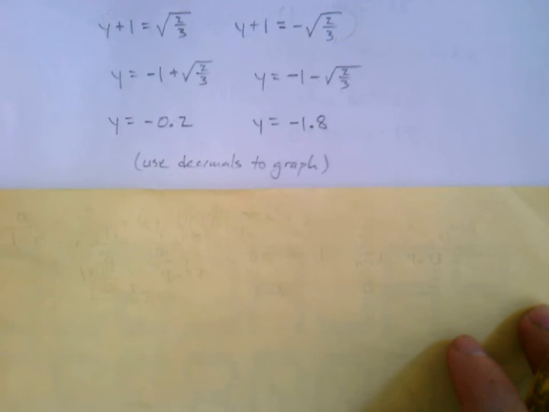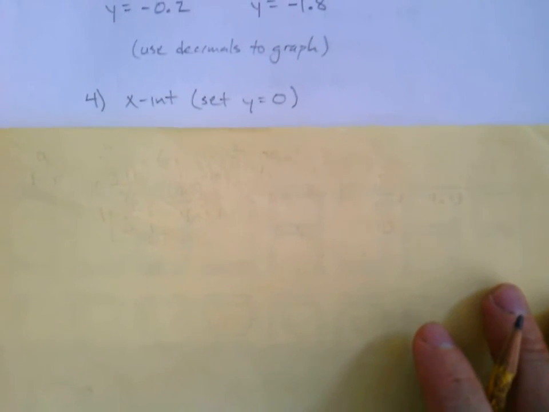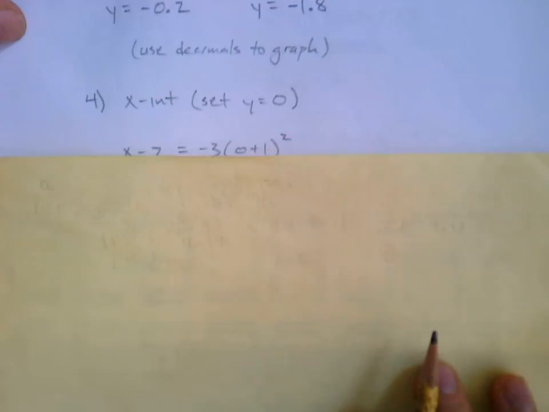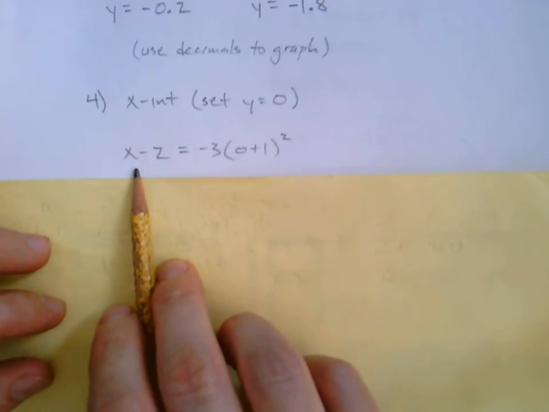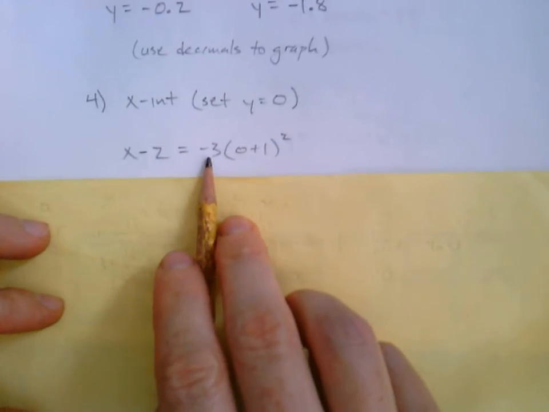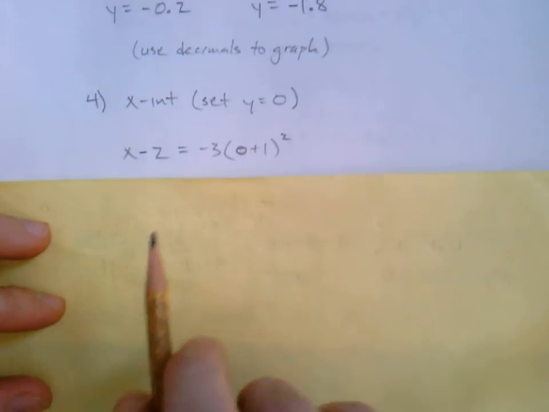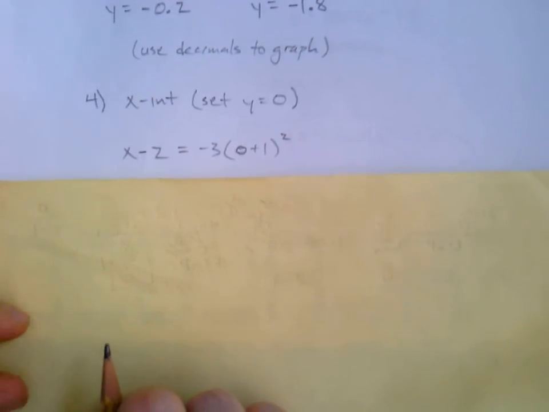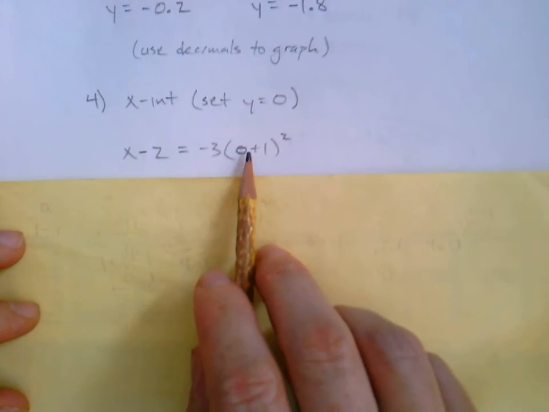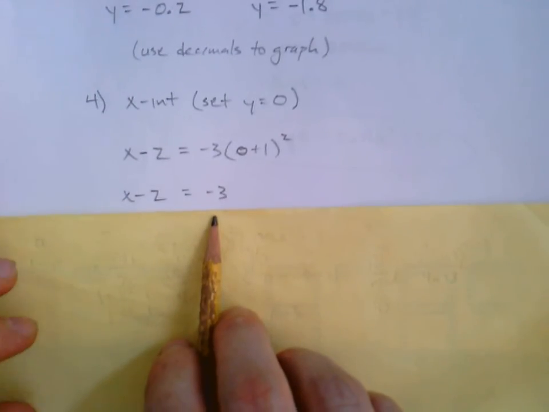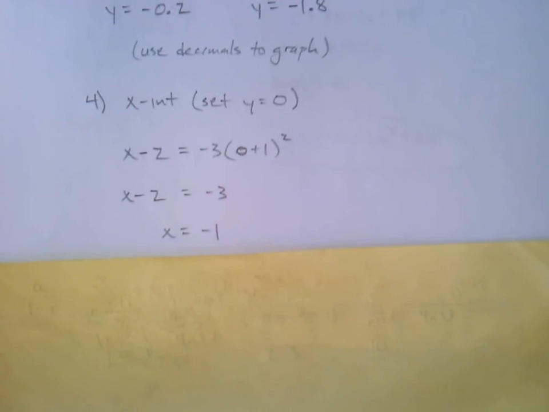We do have one more step. Step 4 is to find the x-intercepts. Turns out that's the easier one in this case when it's sideways. So we're going to set y equal to 0. No problem. X minus 2 equals negative 3 times 0 plus 1 squared. And we'll solve for x. All right, well, 1 squared is 1. So that right side just is negative 3. Add the 2. And we've got our x-intercept right there.